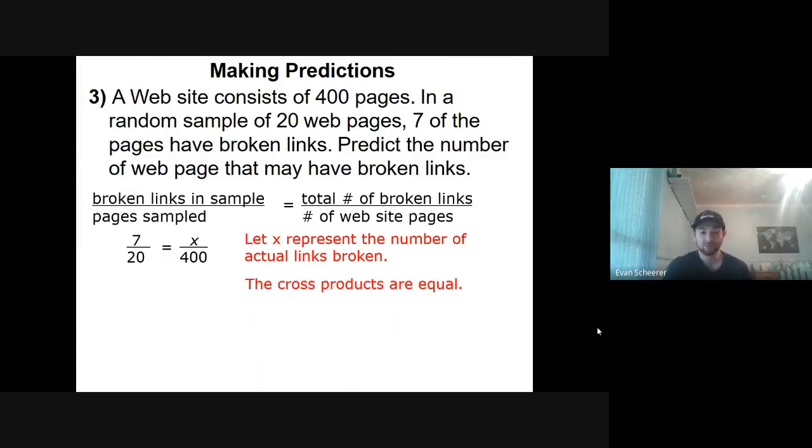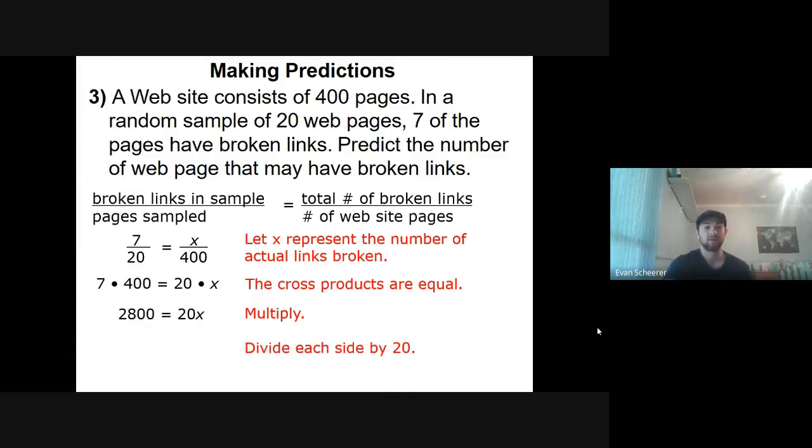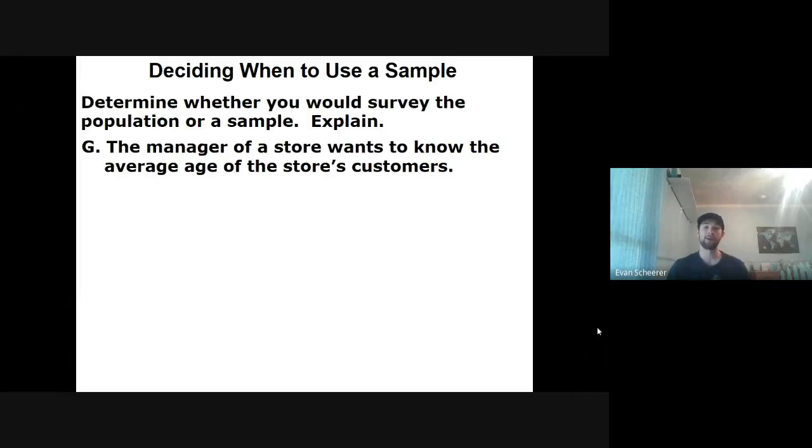So we are going to cross multiply or do a different method, and we end up getting, let's see, 140 as our answer. So the way I did it, I did 7 times 400, and that has to equal 20 times x. So 2800 has to equal 20x. So that means we need to divide both sides by 20 to get x, and 2800 divided by 20 is 140. So if there were 7 pages broken out of the 20 pages they sampled, you can predict that there will be about 140 pages broken out of the total 400, which is kind of a lot. That's 35%. All right, we're almost done.